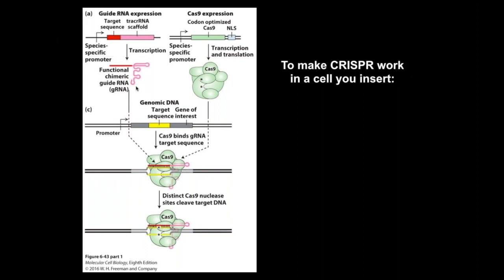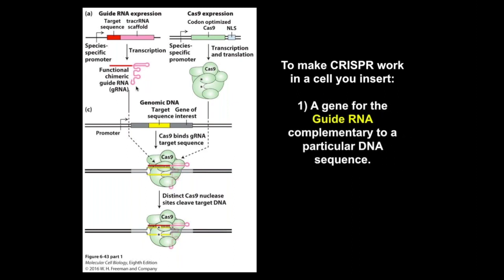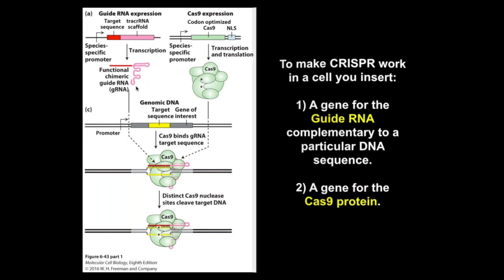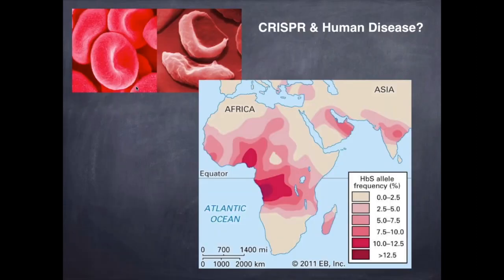To make CRISPR work in a cell, all you have to do is, first of all, insert into the cell a gene for the guide RNA that is complementary to the DNA you want to modify, then a gene for the Cas9 protein, and perhaps, if you want to replace it rather than simply disrupt it, a piece of DNA to go into and patch the sequence. It's actually very simple. It's not expensive to do CRISPR experiments, and this technique has taken over by storm in terms of genetic engineering.